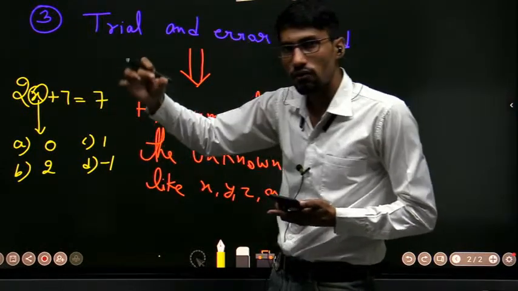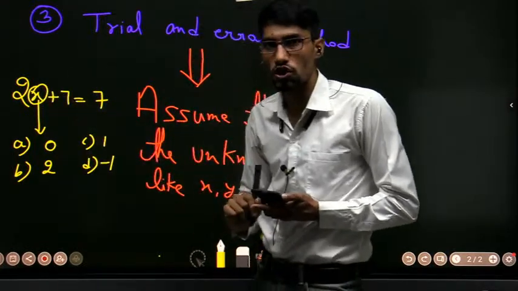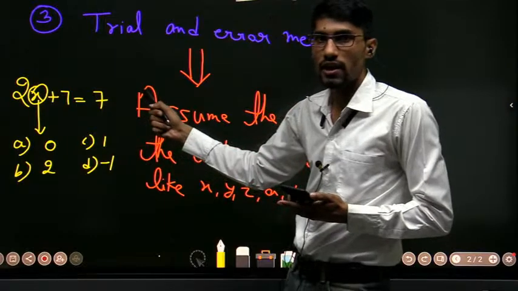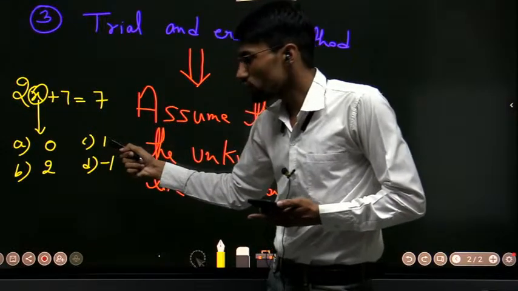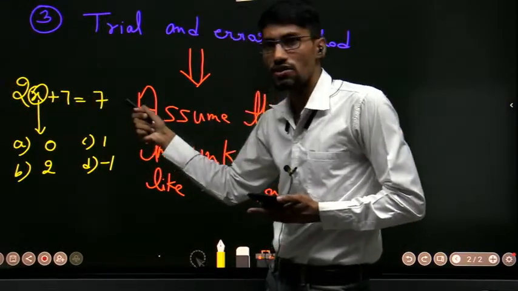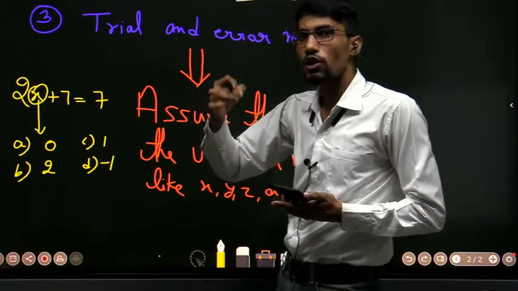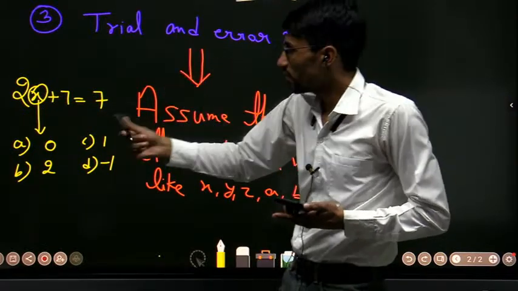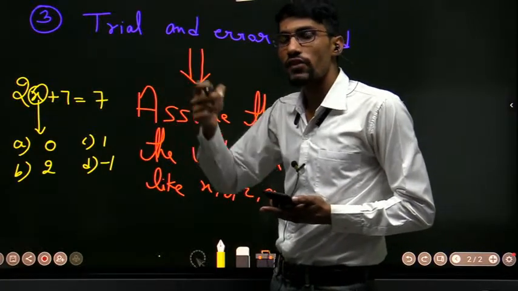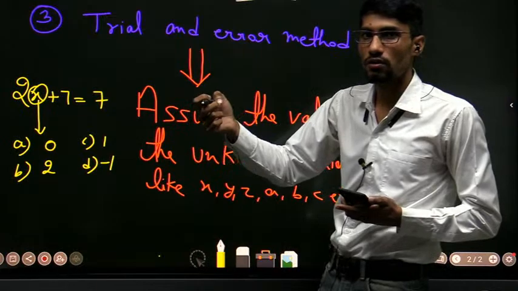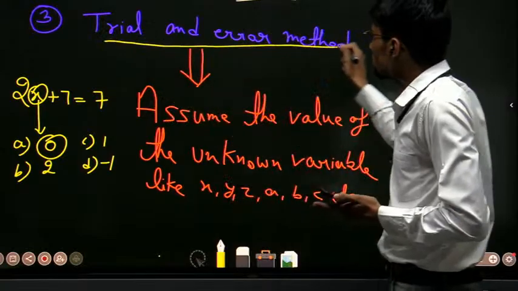You have to pick one value and check whether, when I pick x as 0, LHS is equal to RHS. When I take x value as 1, LHS is not equal to RHS. When I take x value 0, that time LHS is equal to RHS. Means that the value of x is 0.